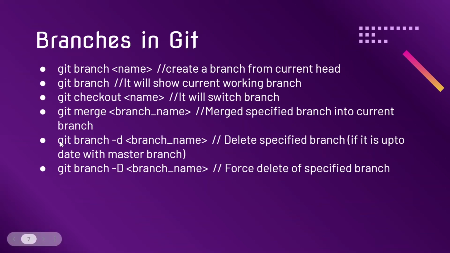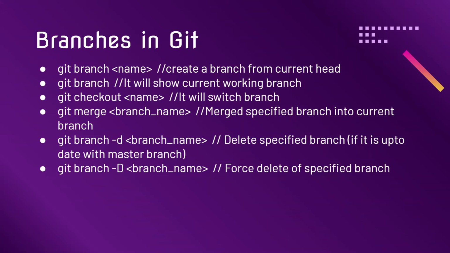Also I forgot to mention that we can delete a branch using git branch -d, and we can write the name of the branch here. So it will specifically delete a branch. There's one condition for deleting a branch: the branch should be up to date with the master branch, because suppose you are adding some feature and by accident you write this command which will delete a specified branch. The entire branch will be deleted and you will lose everything which was present in that branch.